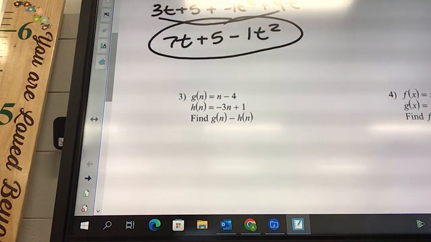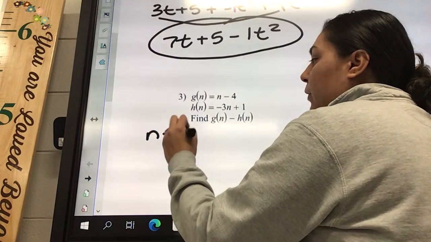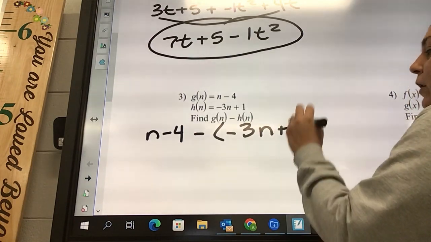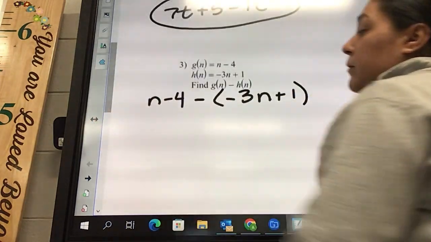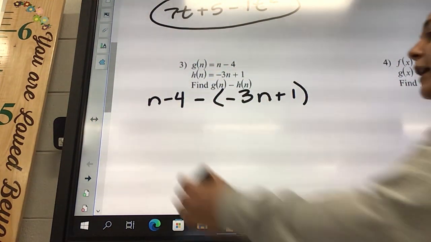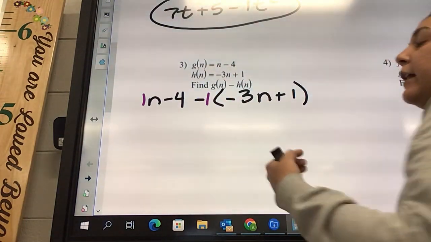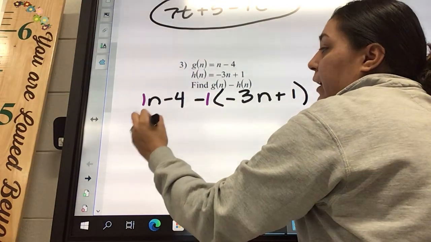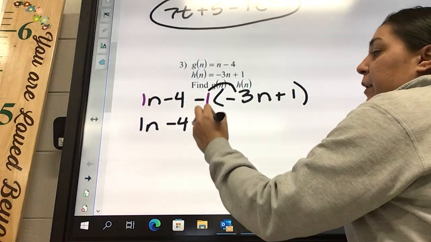Okay, look at number 3. It says g of n minus h of n. Okay, so my g of n is going to be n minus 4 minus h of n, which is negative 3n plus 1. Okay, again, where can I put some 1s? In front of the n, where else? In front of the parentheses, okay? And that lets us remember to distribute that through. So we're going to have 1n minus 4, negative 1 times negative 3. It's going to be positive 3.